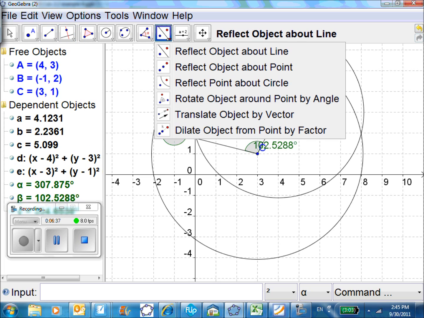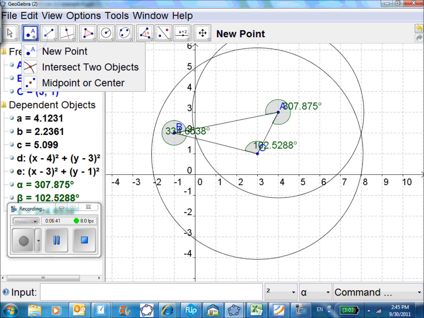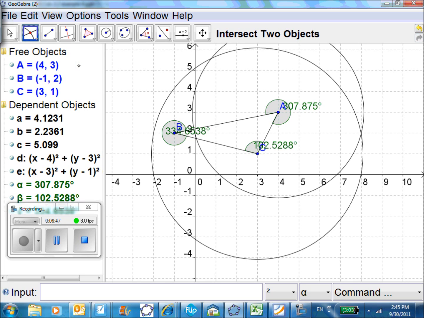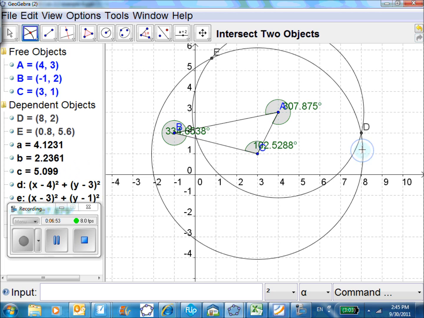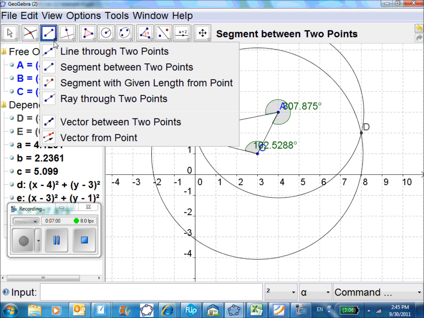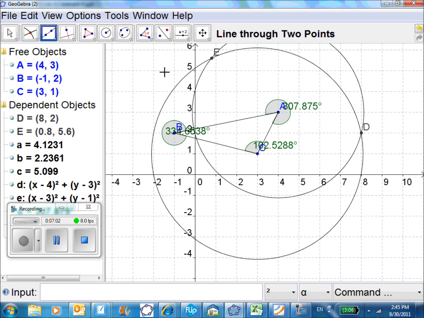Yeah, so it's a little counterintuitive because they have intersections over here under point, new point, or intersections between objects usually create points. So you have to pick that one. Intersect two objects, so just pick two objects. Yeah, you got the circle, not the other circle. Continue. So there's our two points. And now you go over to the line maker, not the segment maker, but the line maker, line through two points. And you just click on the two points, boom, and boom.